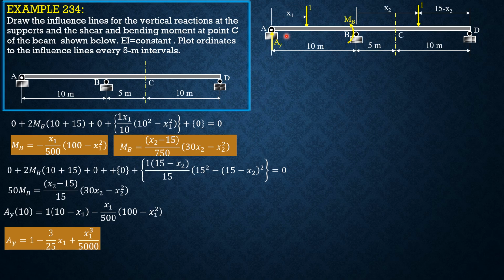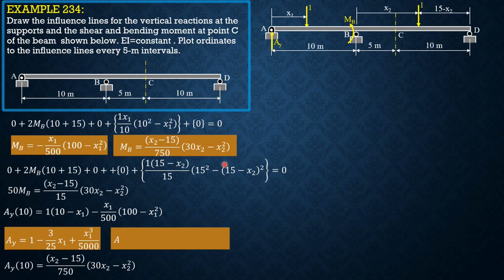So when the unit load is on this span here, we only have AY and MB. So AY times 10 equals MB, and MB is in terms of x2 this time, x2 minus 15 over 750, quantity 30 x2 minus x2 square. Simplifying, AY is equal to x2 minus 15 over 7,500, quantity 30 x2 minus x2 square.